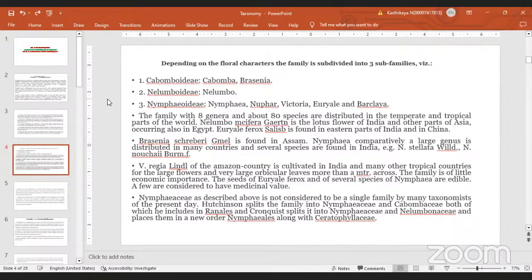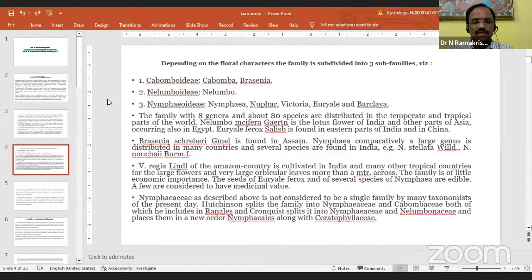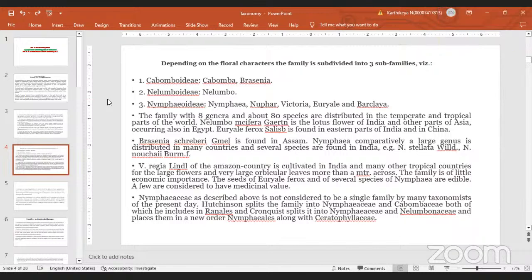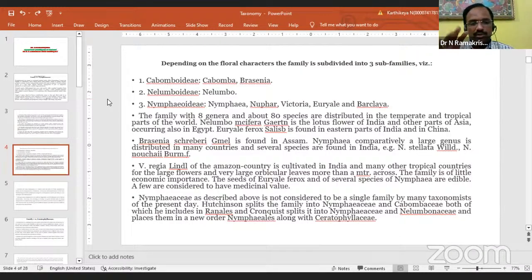Some species may disappear. Research purpose, very good. For the short question in your examination, this one is important. Herbarium is a collection of preserved plant specimens arranged according to some known system of classification to facilitate identification, nomenclature, and preserving the record of plants. So we call that herbarium.